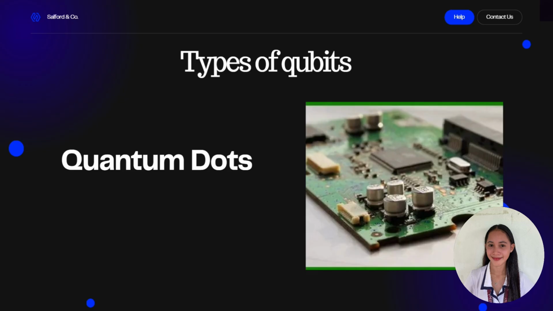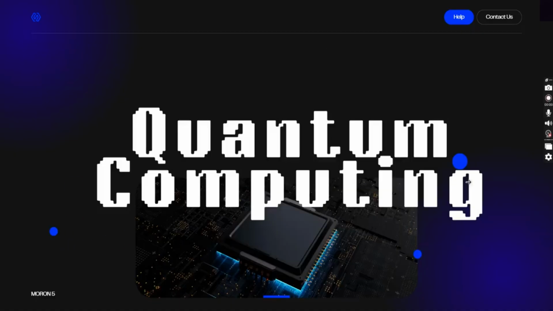In conclusion, qubits are the foundation of quantum computing. Different types offer different strengths. Some are faster, more stable, or better for communication. As technology improves, qubits may greatly transform the future of computing.